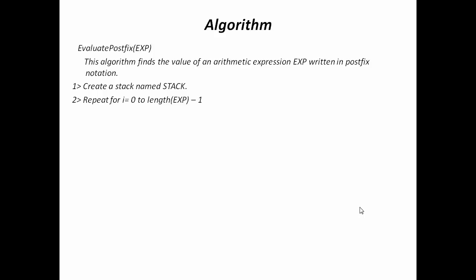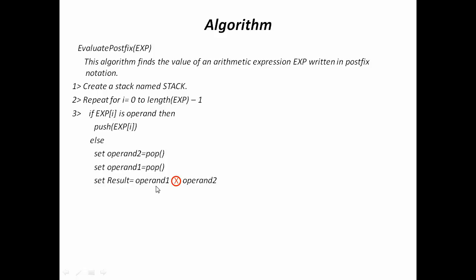Next we check whether the ith position of the expression is an operand or an operator. If it is an operand, we simply push it onto the stack. Otherwise it is an operator. So we pop the top two elements or operands and store them to the variables operand 2 and operand 1. Then we perform the operation: operand 1 operator symbol operand 2. Here we use an arbitrary symbol. This symbol will be replaced by the operator that you use in your expression. The result of the operation will be stored to the variable result, and again it is pushed back to the stack.